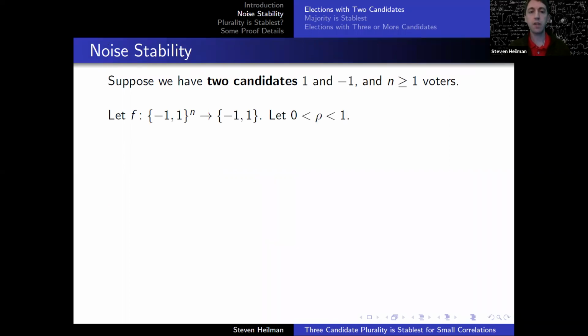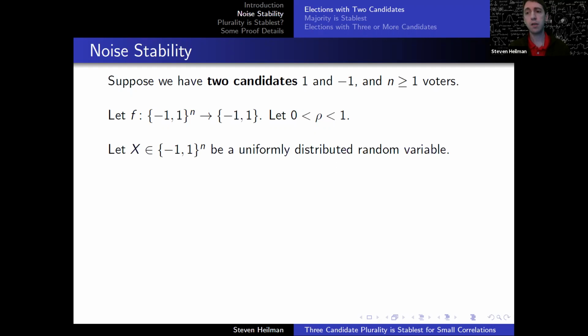So just like before, we have a Boolean function, and I'm going to fix a parameter rho between 0 and 1. And we'll start out with x. It's just uniformly distributed in all n length vectors of -1s and 1s. And then given that x, I'm going to define a random y, which is basically going to be the same as x, just correlated with it.